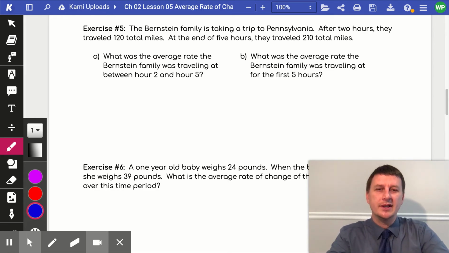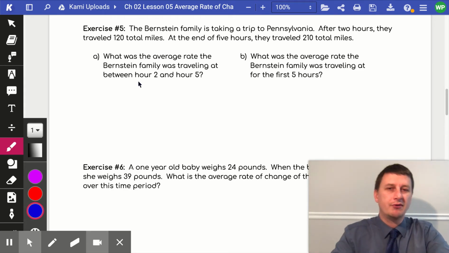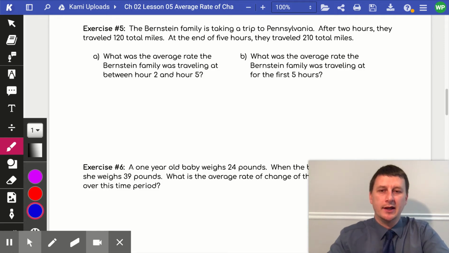The Bernstein family is taking a trip to Pennsylvania. After 2 hours, they traveled 120 total miles. But at the end of 5 hours, they traveled 210 total miles. What was the average rate of change, or the average rate the Bernstein family was traveling at between hour 2 and hour 5? So let's see what we know and transfer it into some mathematical language.